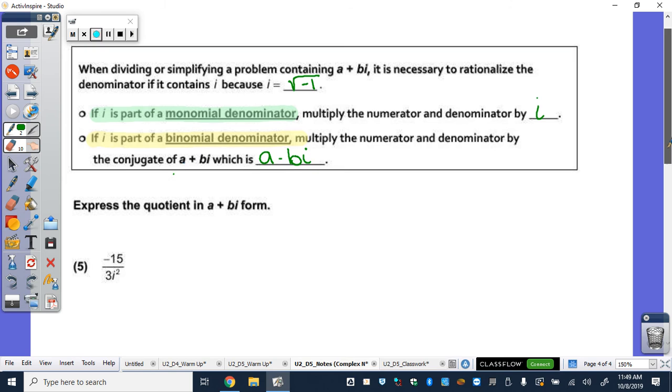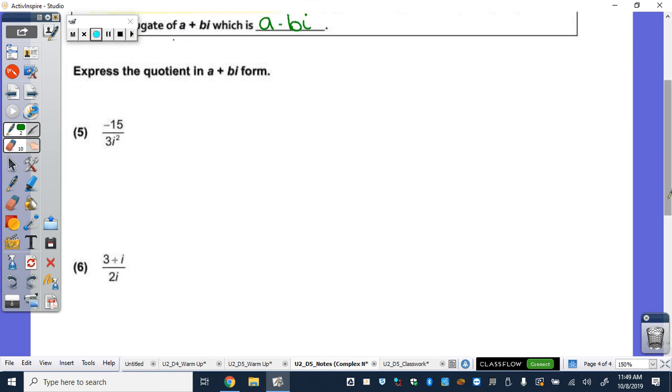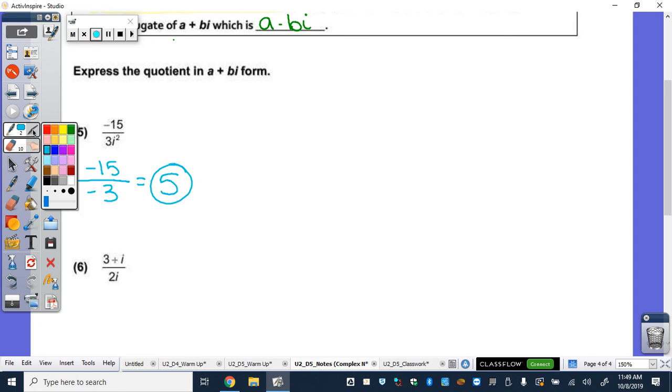So now sometimes, like in example number 5 here, you don't even have to rationalize it, because if we look at that denominator, 3i squared, can I simplify i squared? Yeah, so I would want to do that first. i squared is really a negative 1. So then times my 3, all that does is that turns that into negative 3. So now we can easily divide. What's negative 15 divided by negative 3? 5. So sometimes, as I said, rationalizing doesn't even need to happen. Just simplify what you got there.